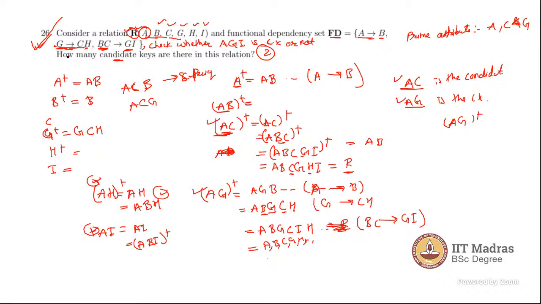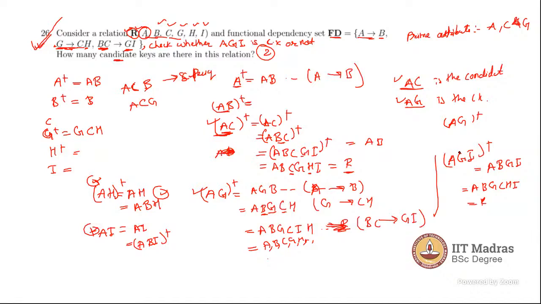Say suppose, instead of finding how many candidate keys, we have to check whether AGI is a candidate key or not. In that case, we'll take the closure of AGI. Now from A determine B, I can say that we have A, B, G, I. Now similarly from G determine CH, I can say that we have A, B, G, C, H, I. Now this is equal to relation R.